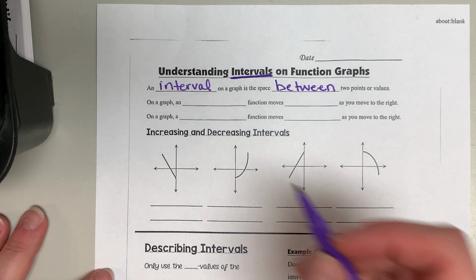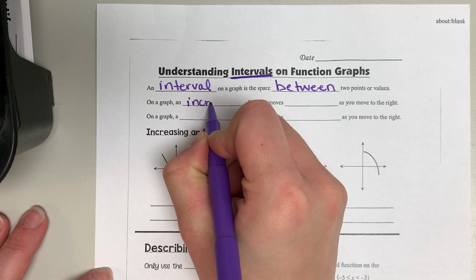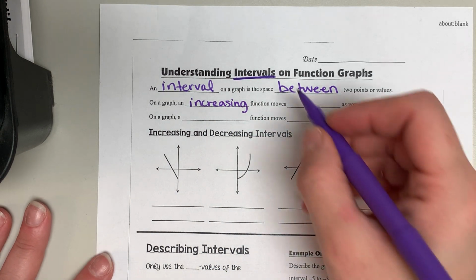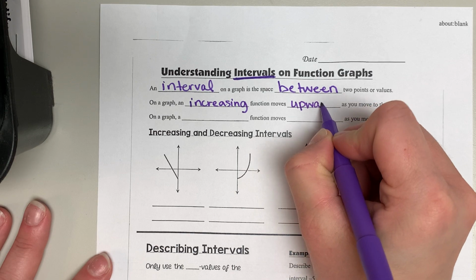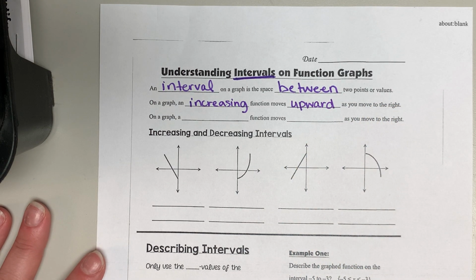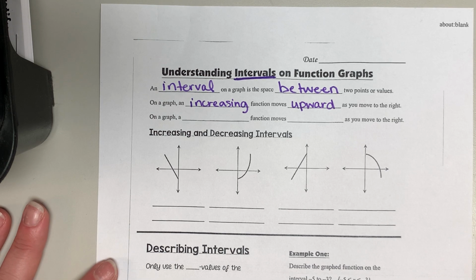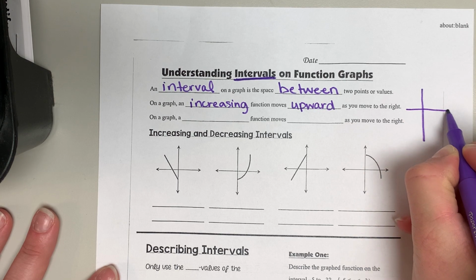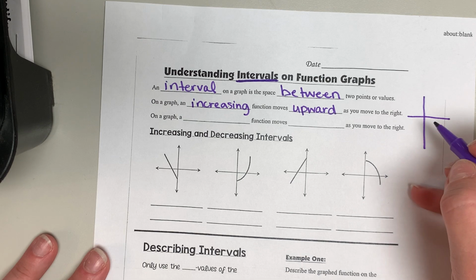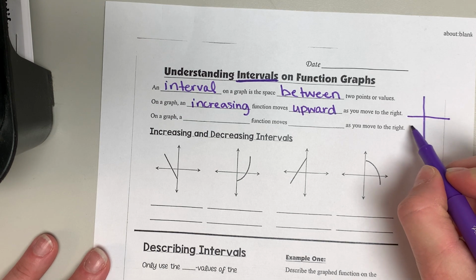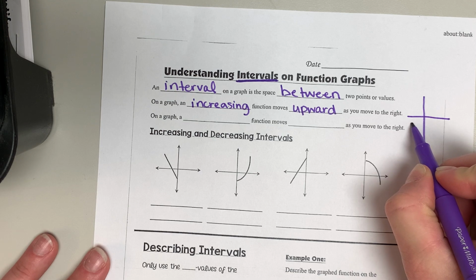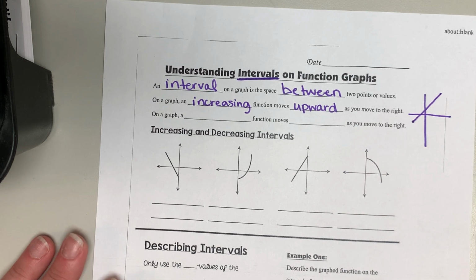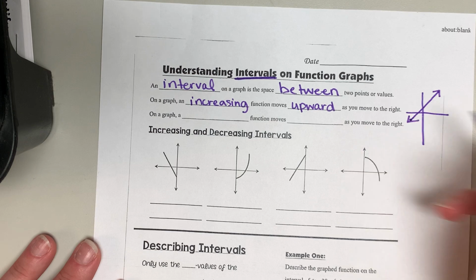On a graph, an increasing function moves upward as you move to the right. So it's going to move up as we go to the right. If this were a little sketched out graph, do this with me. As I'm increasing, my function is going to move upward as I go to the right. Let's say I start right here with my first point. And increasing is going to go upward as my pencil or pen goes to the right. So that would be increasing.